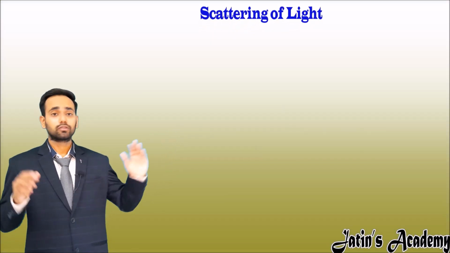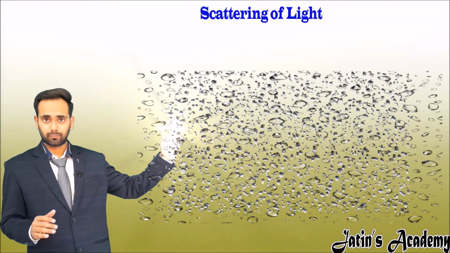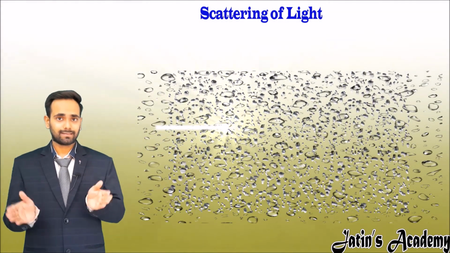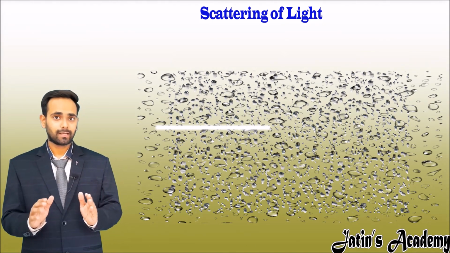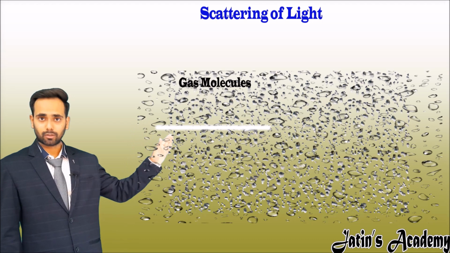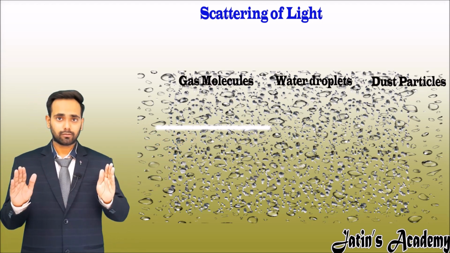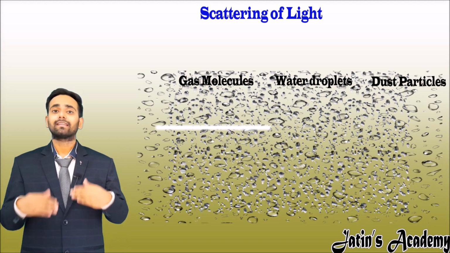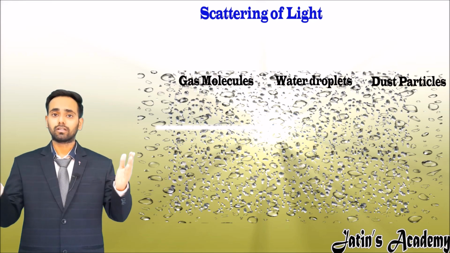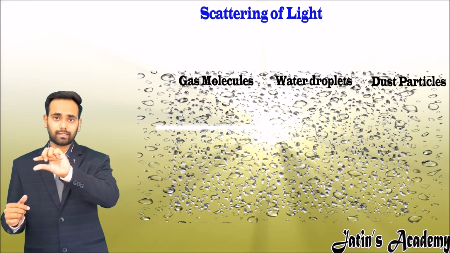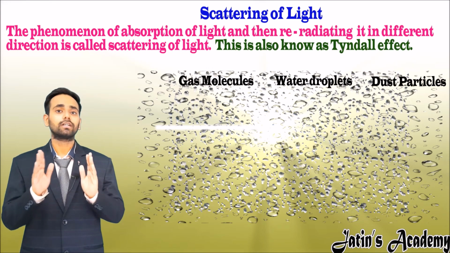Scattering of light. So what is scattering of light? When light is passed through the atmosphere, the molecules present in the atmosphere absorb this light. What are the types of molecules present? The molecules present are gas molecules, water droplets, and dust particles. These molecules absorb this light and then re-radiate it in all directions. This re-radiation in all directions makes the path of the light visible. This is called scattering of light, and this effect is called the Tyndall effect.